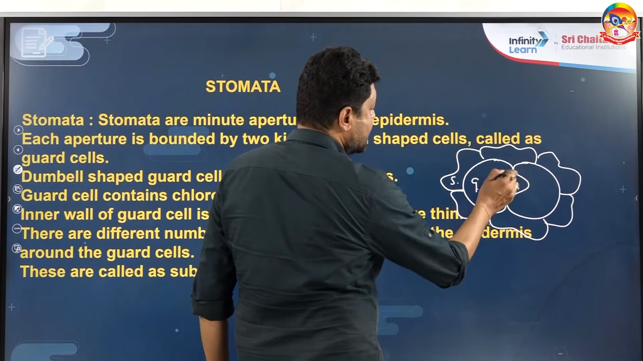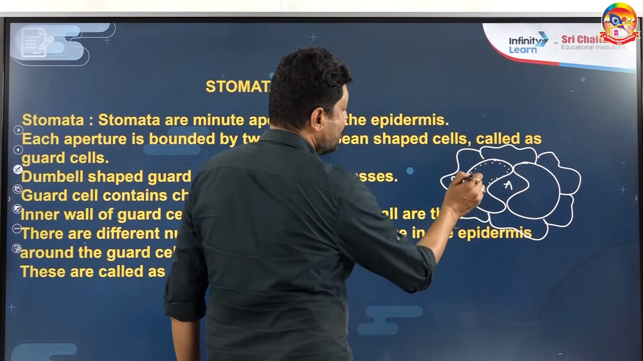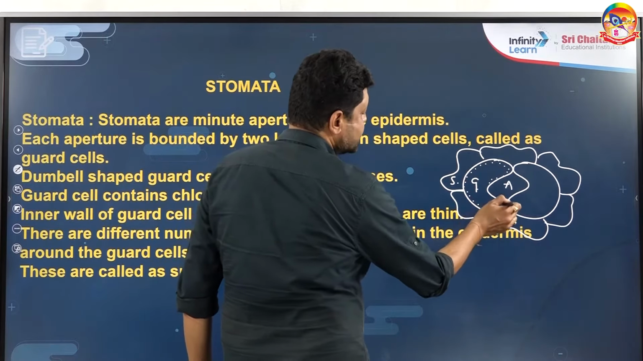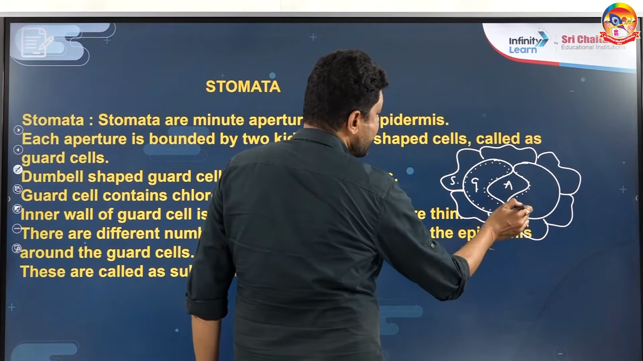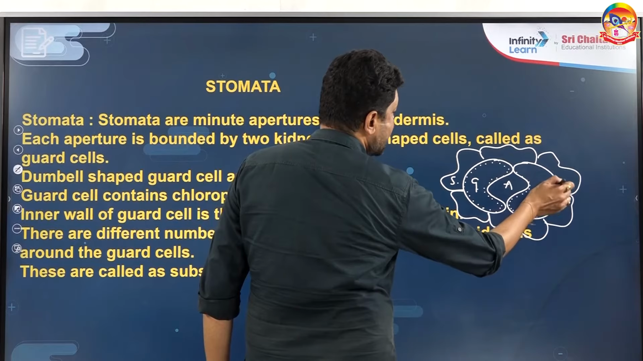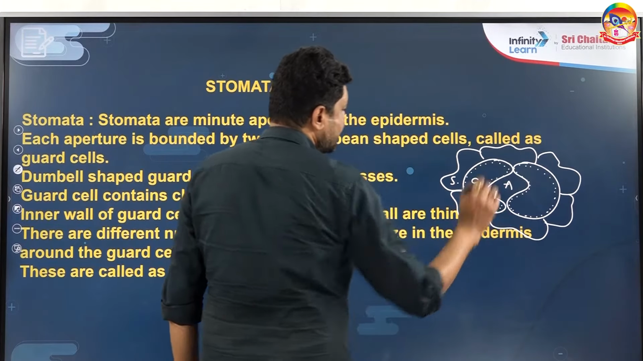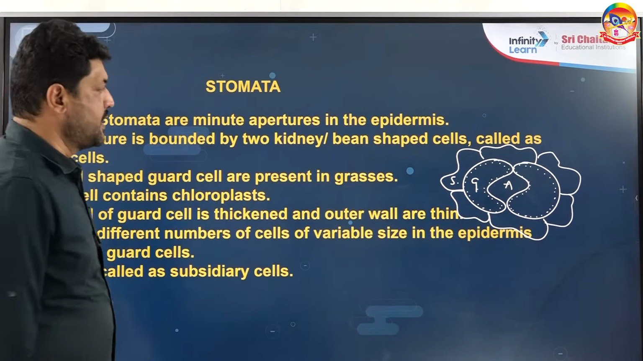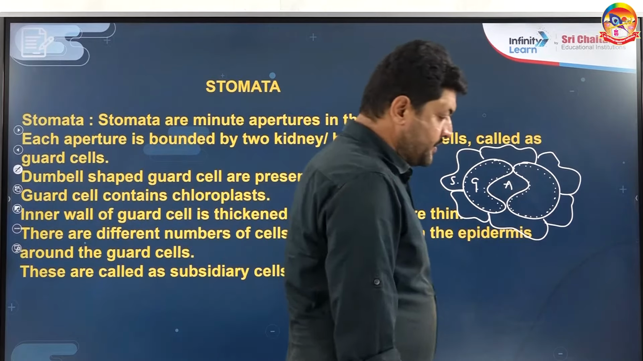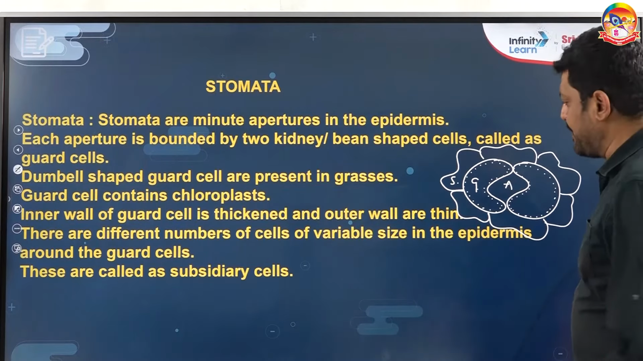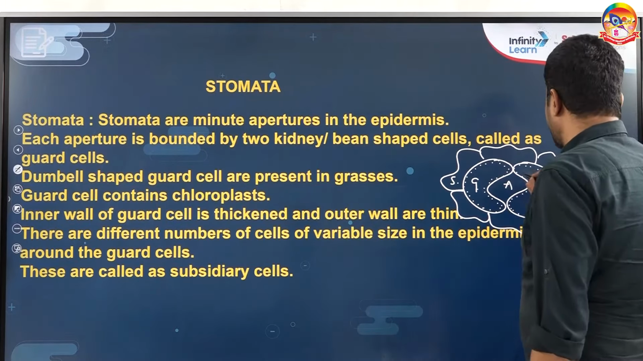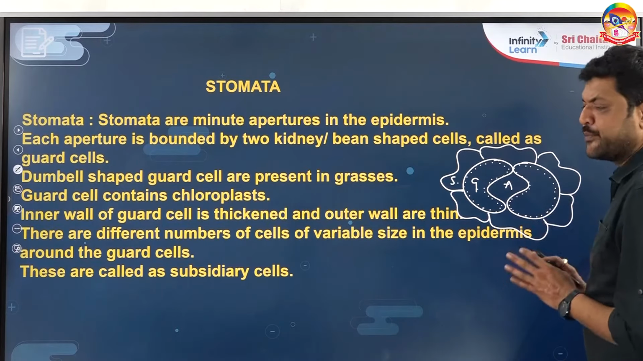The guard cells are featured by the presence of chloroplast, or else the same question will be asked in another way, that is, only epidermal cells with chloroplasts are guard cells. Was it clear? So guard cells, and one more, there are 6 questions from the same diagram and same structure. Last year, the 2024 paper also had the same question. So you can imagine stomata is very important.